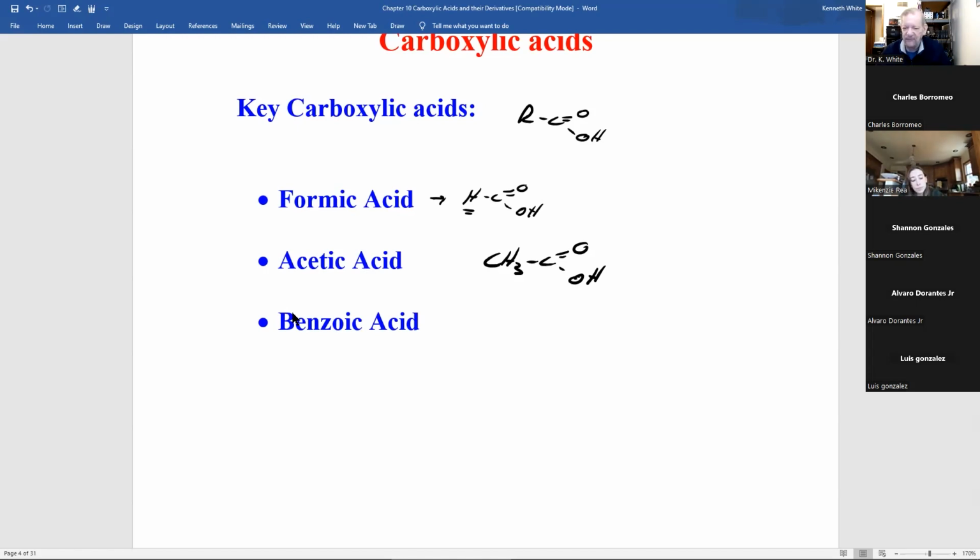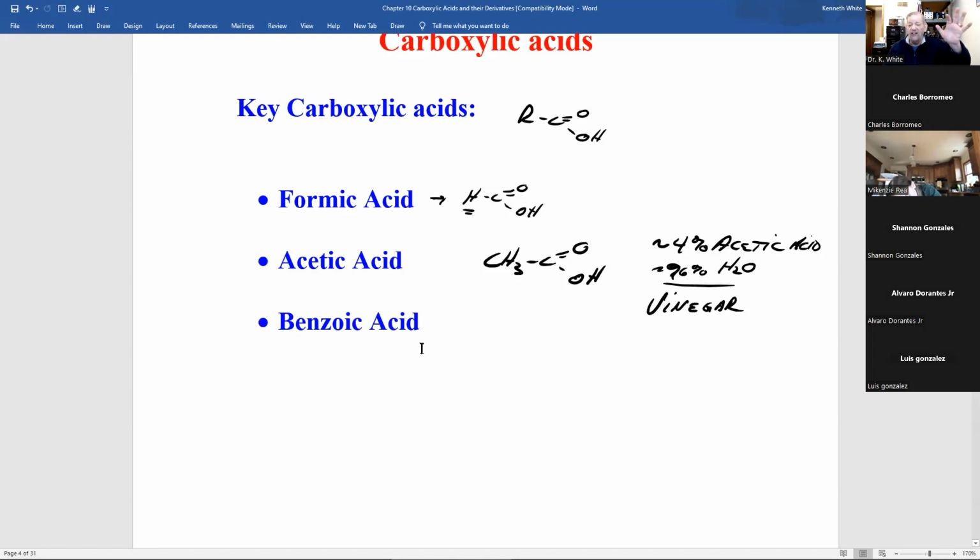Well, you do. If you take about 4% acetic acid and about 96% water, mix them together, you get a homogeneous solution. And you know what we call that? Vinegar. The next time you look at a bottle of vinegar, it's a dilute solution of acetic acid in water. Now, some of the specialty vinegars have other minor components that give it its nice taste.